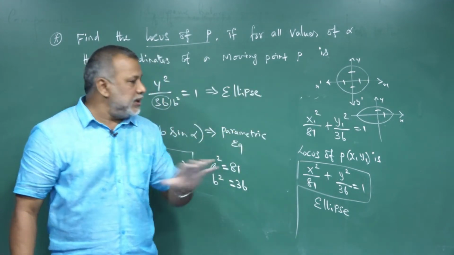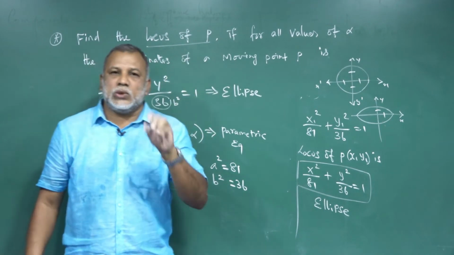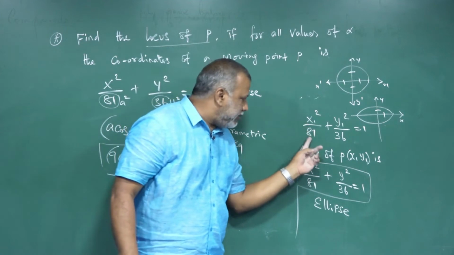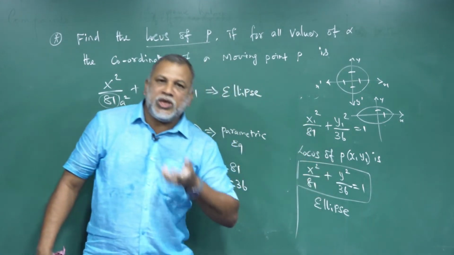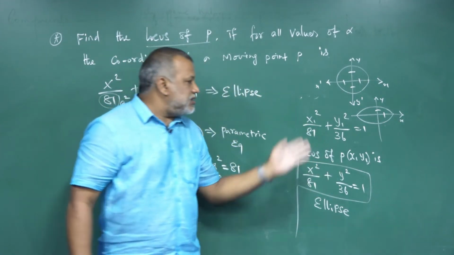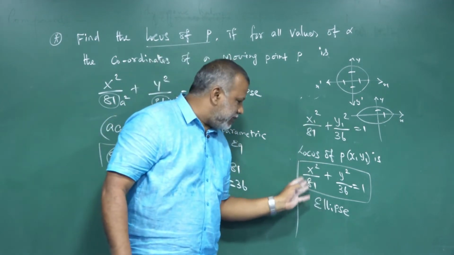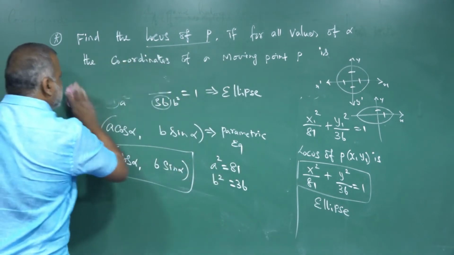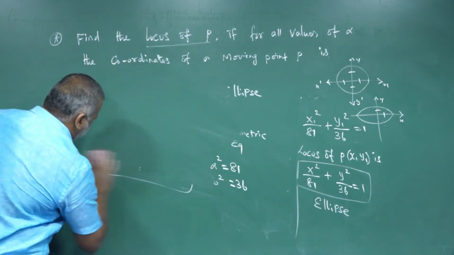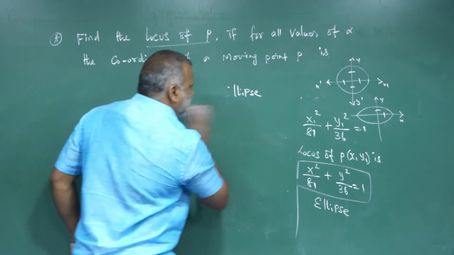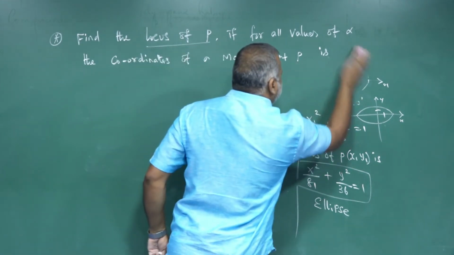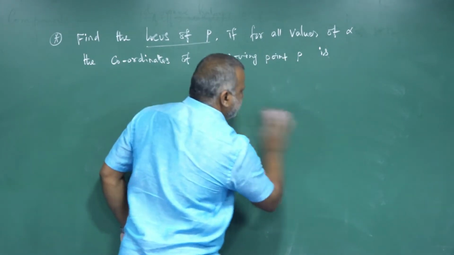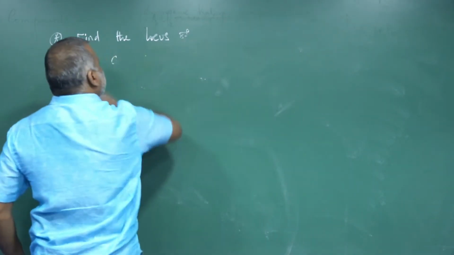So you can learn the meaning of locus. The locus is the path traced by a moving point. See here, x1 squared by 81. The locus means it should be a movable point, a moving point. Instead of x1, y1, we can use x squared by 81, y squared by 36 equal to 1. In the same way, dear students, we have one more. Today we are discussing parametric representations only. See the next question.